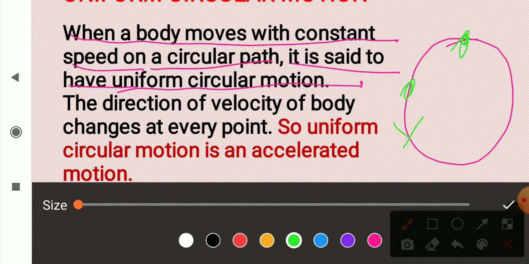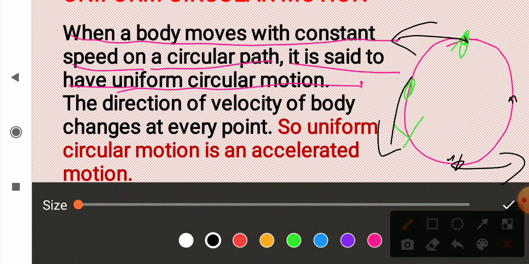Now, if we talk about its velocity, then you see that velocity is always tangential to the path. जो velocity की direction है वो path के हमेशा tangent के along होती है. So यहाँ पर velocity की direction इधर है, यहाँ पर velocity की direction इधर है. तो आप देखिए कि velocity की direction continuously change हो रही है. Velocity का magnitude same है. Magnitude of velocity is speed. So magnitude नहीं change हो रहा है, पर direction continuously change हो रही है.